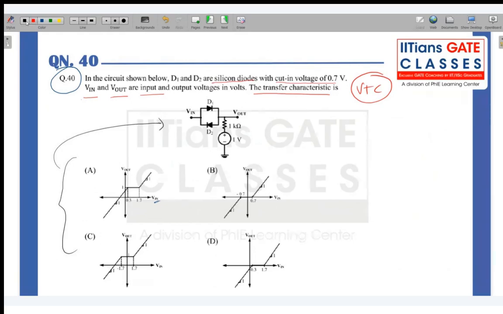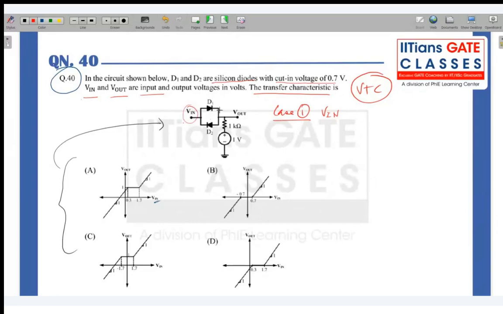Because they have given cut-in voltage 0.7, this is a practical diode, so this diode will be on in the positive half cycle. Suppose case one we are talking about. When Vin is positive, in the positive half cycle, some sinusoidal is applied here. So this D1 is on when the potential difference across this D1 will be greater than 0.7. That you have to keep in mind. What is the potential difference? This is Vin and this is 1, right? So Vin minus 1 should be greater than 0.7.